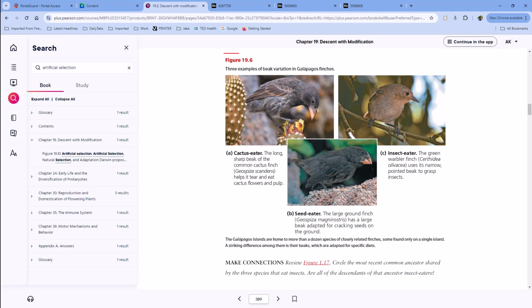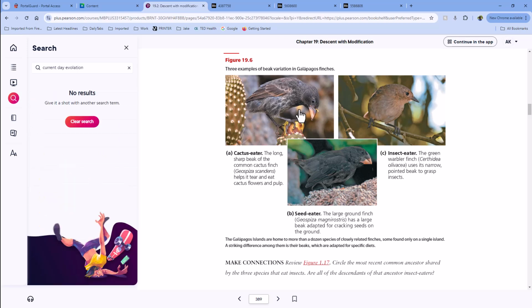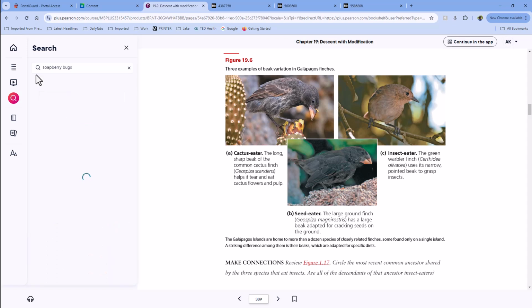And then what are some current day observations? So those are the soapberry bugs. And then the antibiotic resistant microbes that are coming are 2 of our current day evolutionary things. So if you go to where you see the soapberry bugs, and that was with the length of their beak.